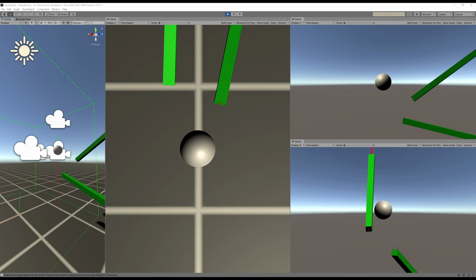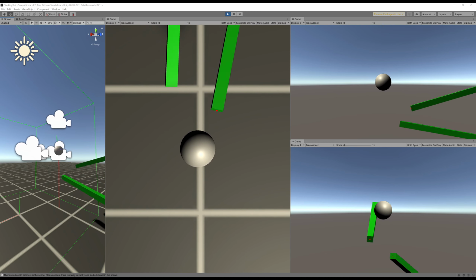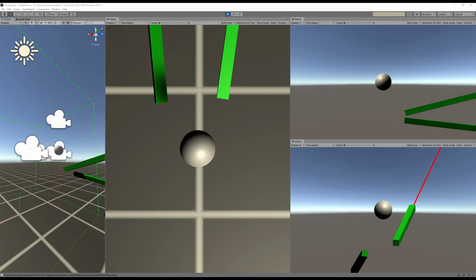Even not going down by my side, but just down at around 45 or so degrees, it's losing tracking very often.